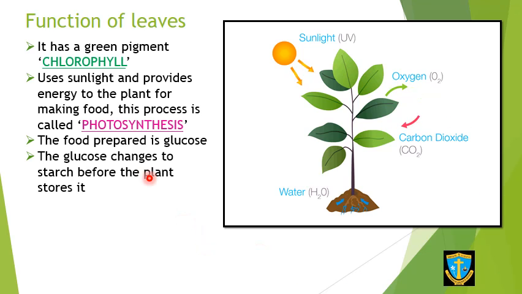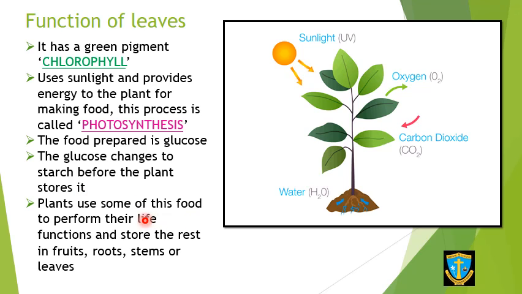Now, the food which is prepared is glucose, that is sugar solution. The glucose changes to starch before the plant stores it. Plants use some of this food to perform their life functions, that is to grow, to get the energy to grow flowers, to bloom the flowers and also grow fruits on them. And the rest of the food which is not required is stored in fruits, roots, stems and leaves.